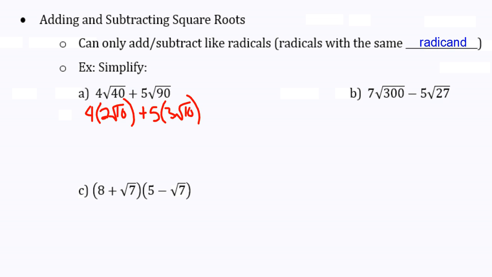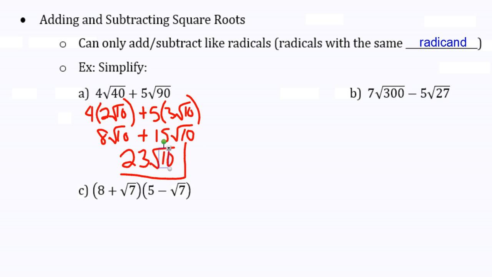Okay. So when I multiply, I've got 8 rad 10 plus 15 rad 10. And now these are like terms. They both have that rad 10. So we add the coefficients, 23 rad 10 as my final answer here.